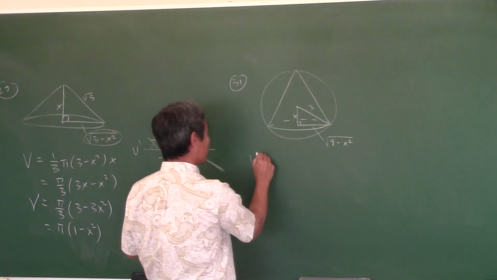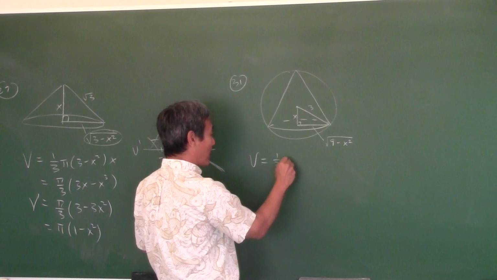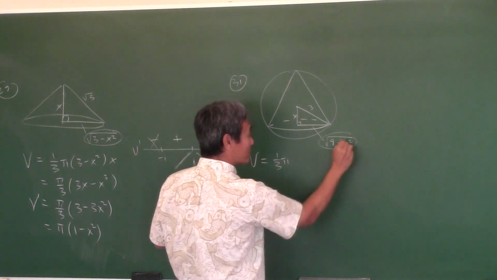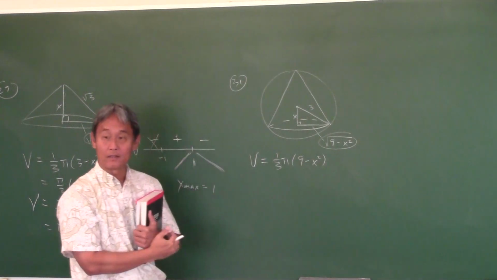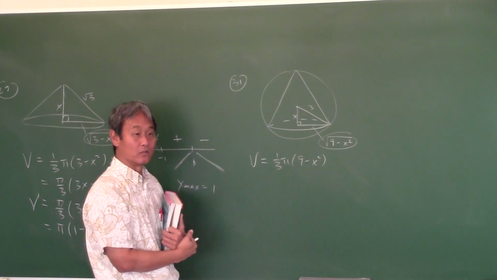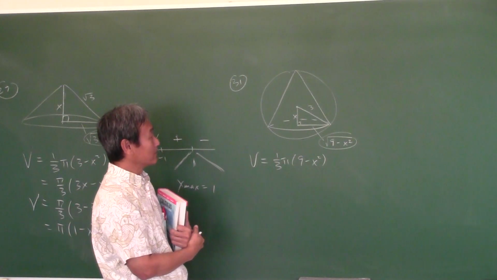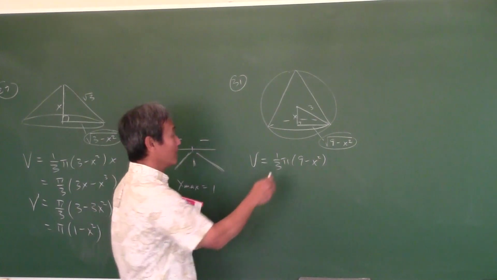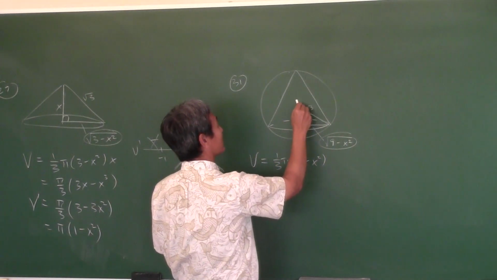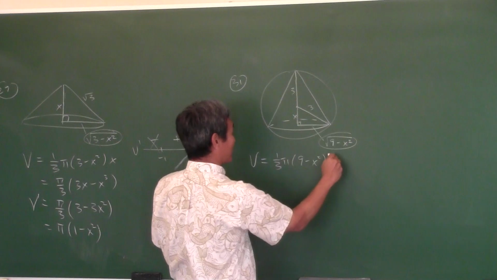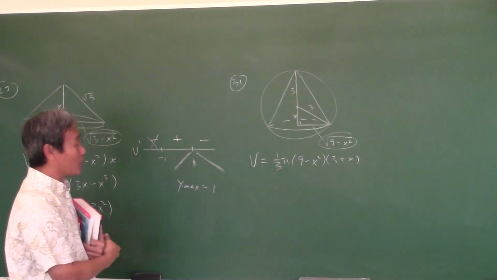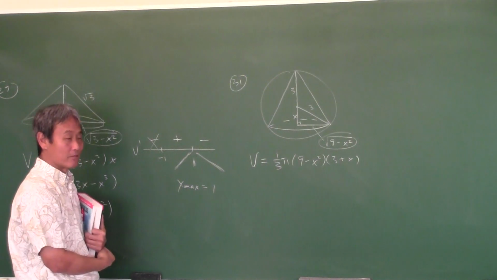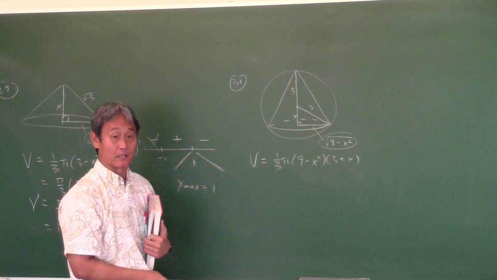Okay, so the volume of a cone is 1/3 pi times the radius squared times the height. Now what is the height of this cone? Imara, what is the height? 3 plus x. There you go, the height goes like this. See, that's 3, so it's 3 plus x. A lot of people, when they're working too quickly, just put 2x there, but it's not 2x, it's 3 plus x.